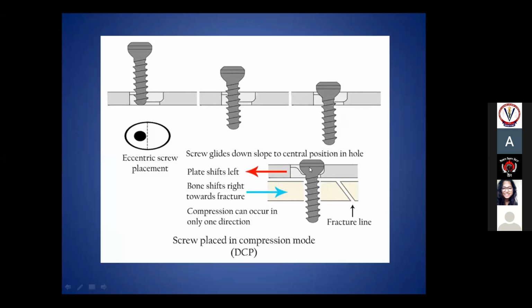When it reaches the head part of the screw, it will slide down the hole of the plate and it will move in this direction, bringing the fragments closer towards the fracture line, creating a compression. This is how compression is created. So the screw is placed in compression mode.